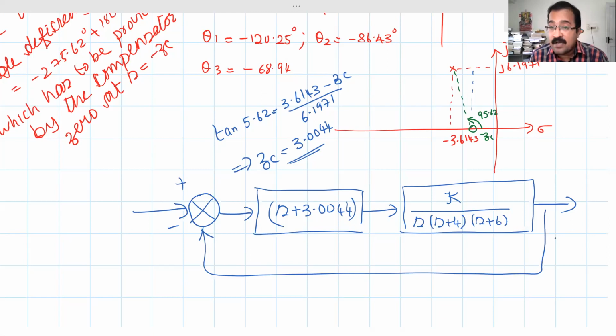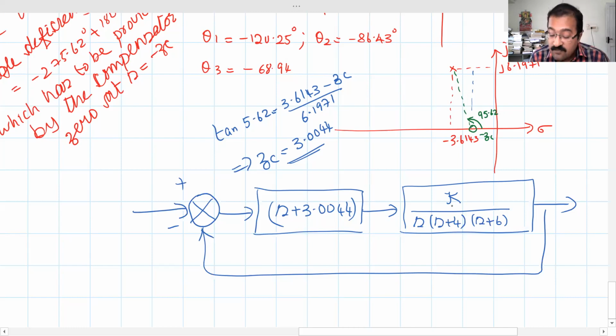Keep in mind, when we consider dominant poles, it is assumed that all higher order poles are negligible. So the accuracy of the value depends on these assumptions. For that, we have to do a simulation and see whether it meets our assumptions. If the assumptions are not met, then the accuracy will be at stake. So this closed loop system along with the PD compensator s plus 3.0044 will give the desired performance.